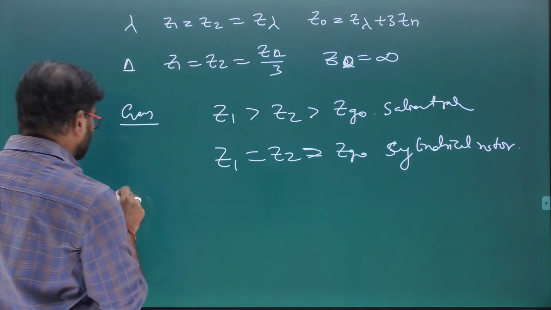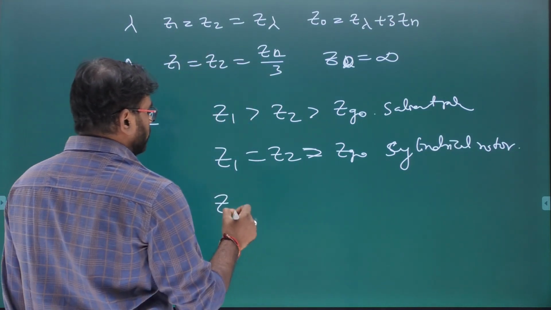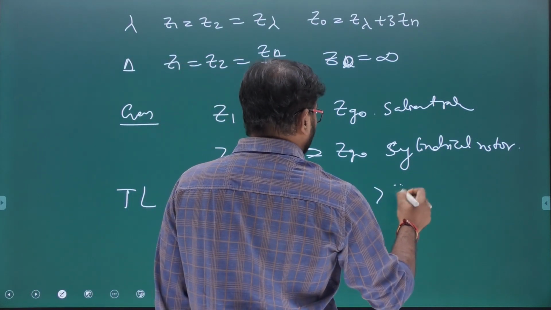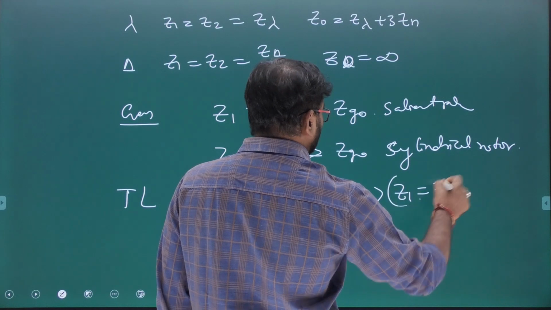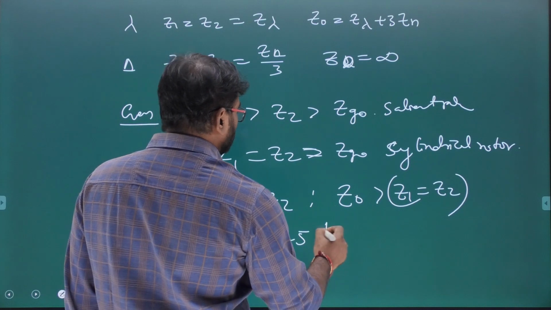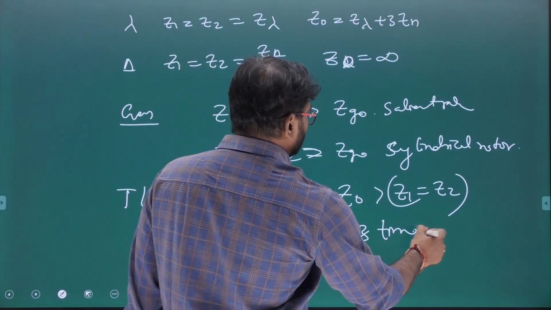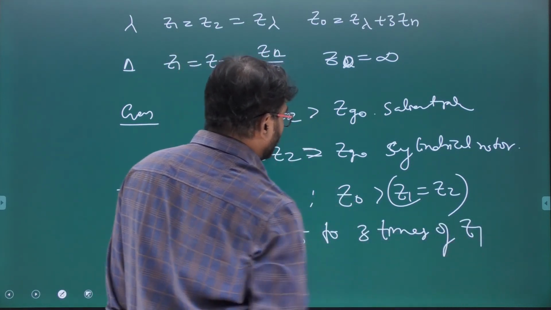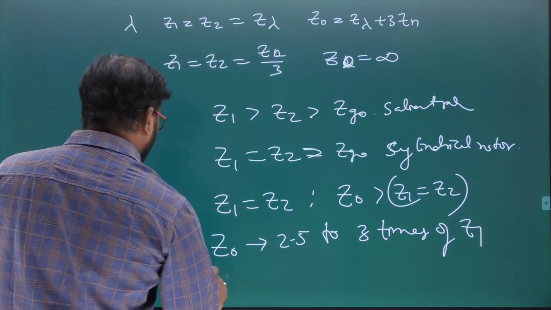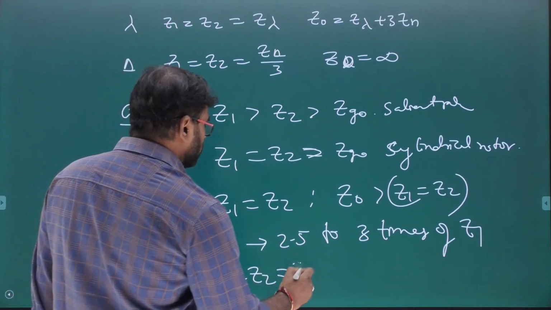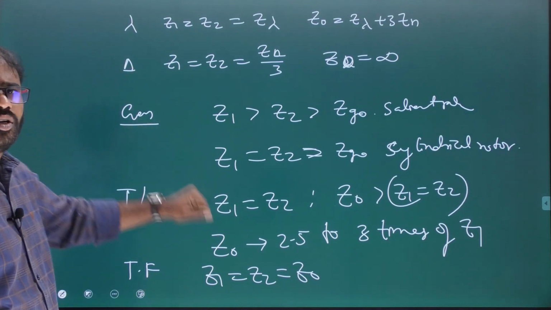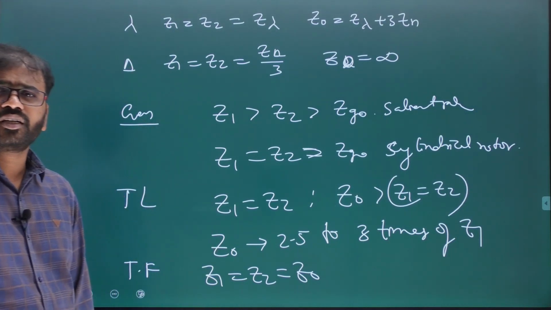Clear? But for transmission line, Z1 equal to Z2, but Z0 is what? Greater than Z1 equal to Z2. Now if you see, approximately Z0 value is 2.5 to 3 times of Z1. Okay, for a transformer, if you notice, Z1 equal to Z2 equal to Z0, generally approximately 10%. That's about sequence networks of different equipments.